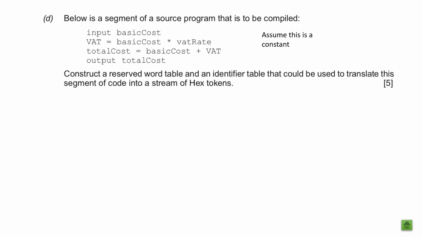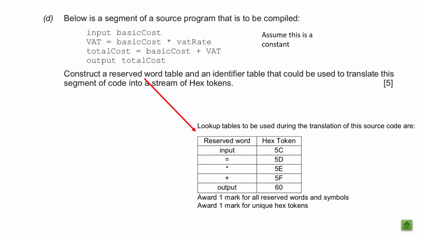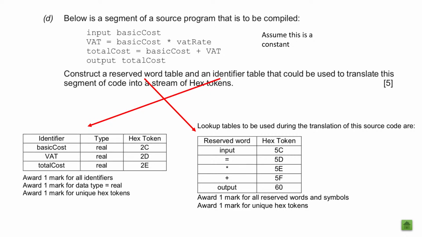So I told my students in here that reserved word tables have 2 columns: the reserved word created by the language itself and the hex token. An identifier table is what you've created. You create good self-documenting identifiers. Those identifiers require you to put a middle column, which is the type, followed by the hex token. So that's what that question would look like, and that's how you get all your marks for it. The hex token is unique. You create it. It doesn't matter what they are, as long as it's a hex token that is unique.